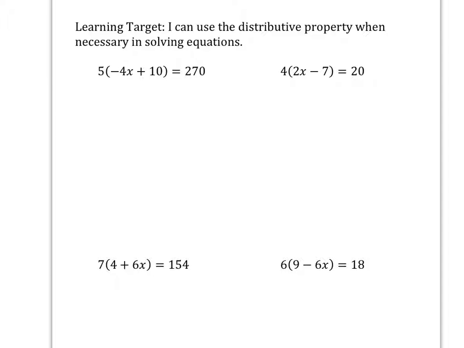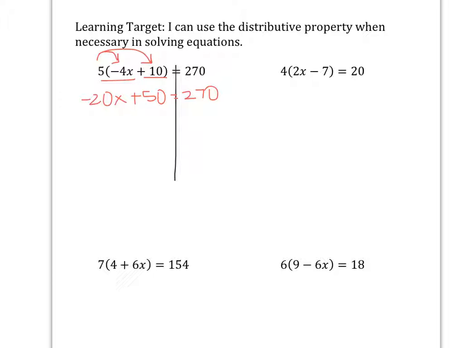I see 5 times the quantity, negative 4x plus 10 equals 270. When I see a number in front of parentheses, that tells me that I need to distribute that number and multiply by whatever is inside of the parentheses. So I'm going to draw arrows to everything I have to multiply the 5 by, and 5 times negative 4x is negative 20x, and 5 times 10 is 50, and that equals 270. So I've just distributed. Now I'm going to go ahead and solve this equation.